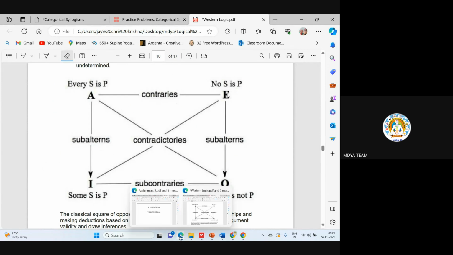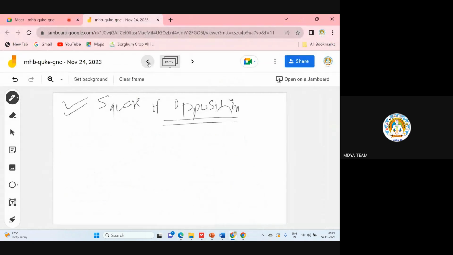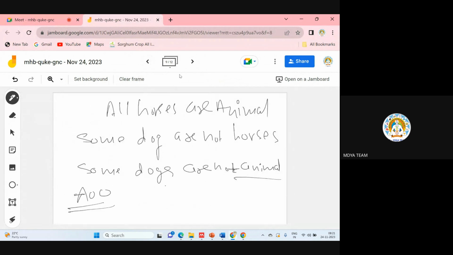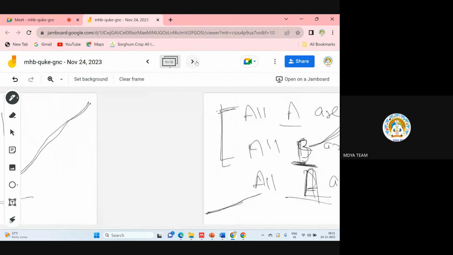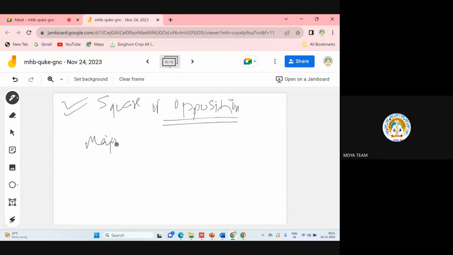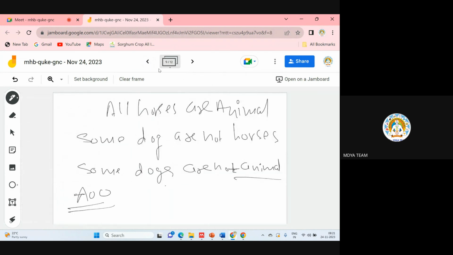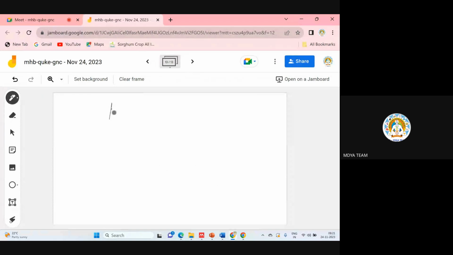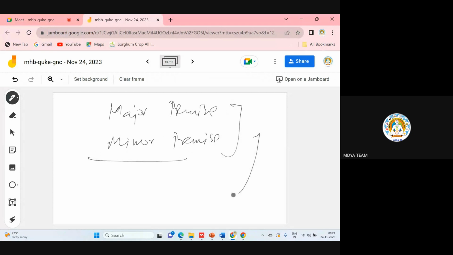Okay, one more thing I forgot to mention. In this figure, there is no use of minor term and major term, but there is use of major premise and minor premise. Right now we are just telling it so that the explanation will be easy, but before telling the figure you have to arrange the premises. First you have to write the major premise, then the minor premise, then you have to tell the figure.